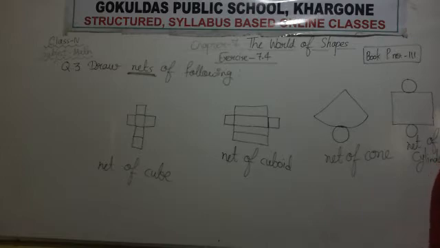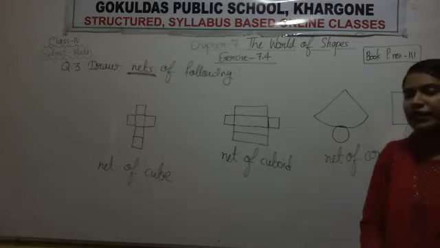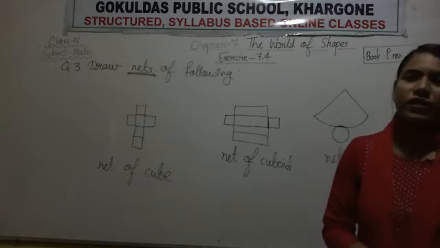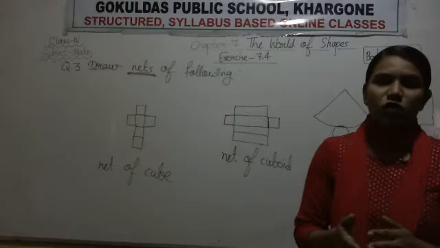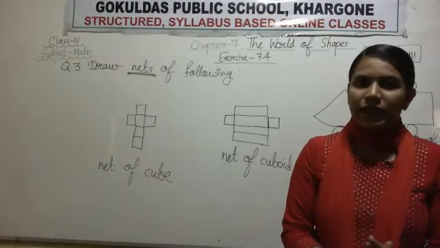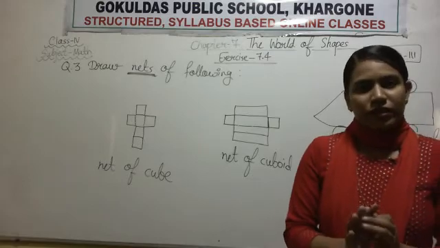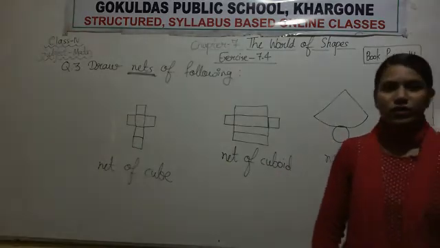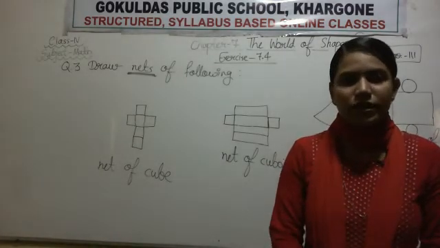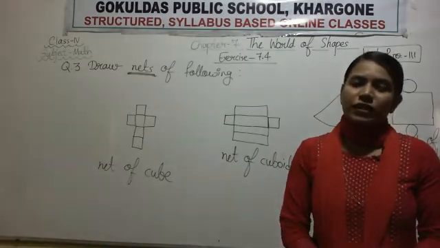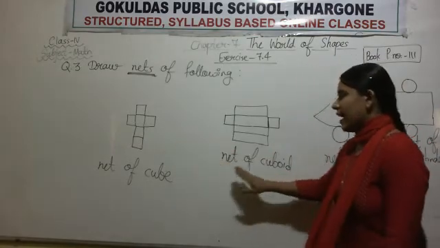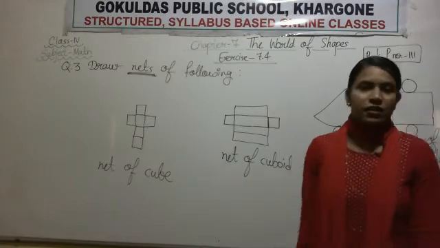Now where do we use these nets? Do you have any idea where we use these nets? These nets are needed when we find the surface area of solids. To find the surface area of solids, we require the net of solids. So in your syllabus you just need to remember the nets of all the solids. The surface area you will find out in higher classes. Till now you just learn these diagrams.